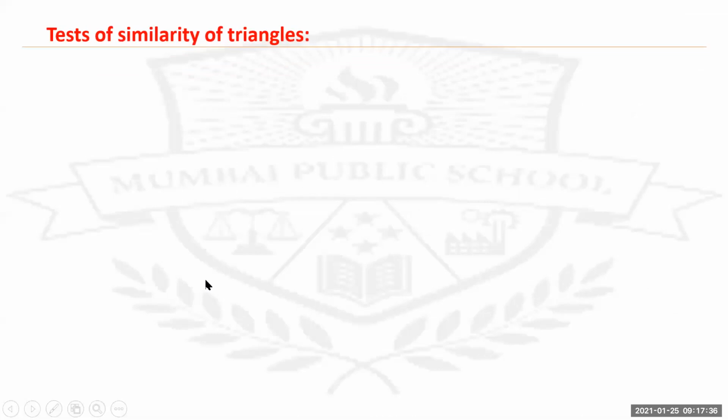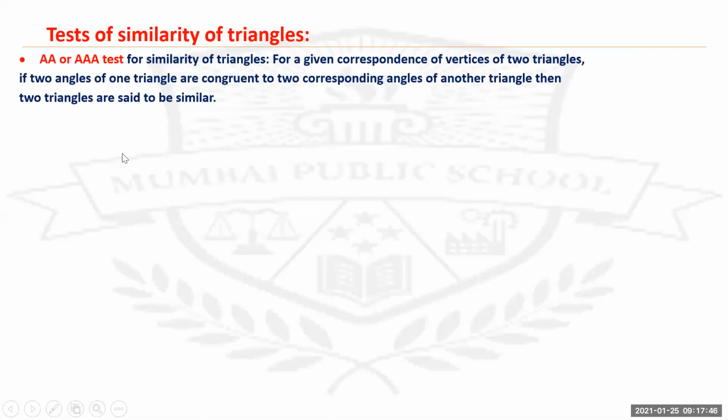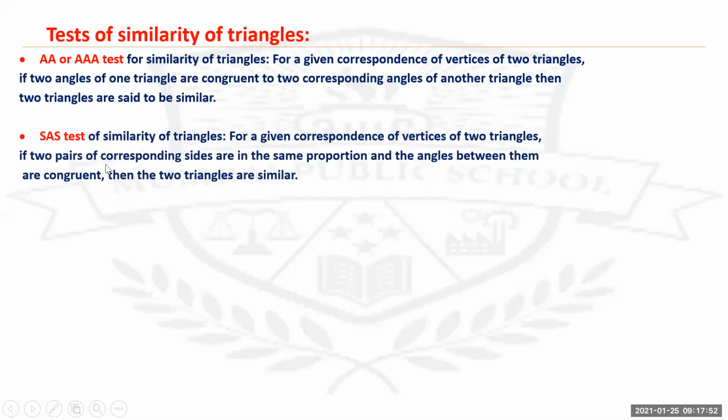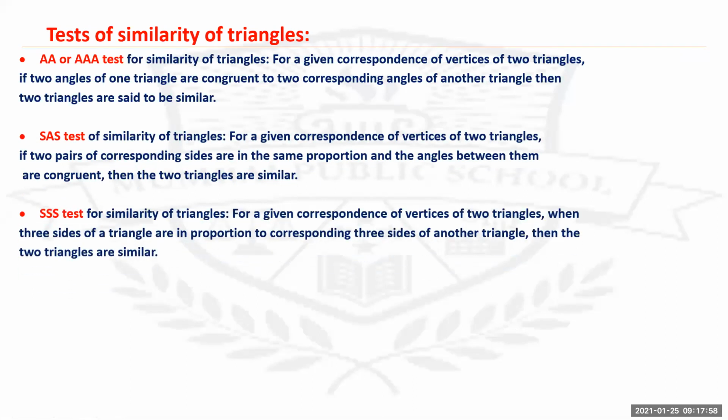Now, test of similarity of triangles. Here there are basically three tests of similarity of triangles: angle test, then side test, and side angle side test. I'm not going to explain all this because these things have already been explained to you all. Is this clear to all the students? I'm not going to explain all these tests in detail. You just have to remember that there are three tests for similarity of triangles.